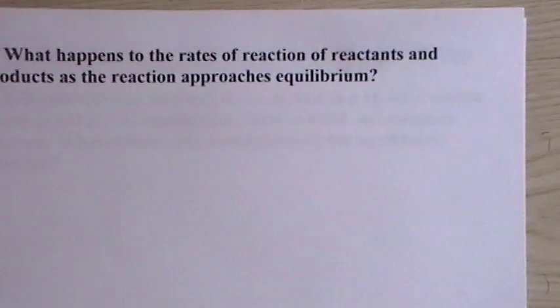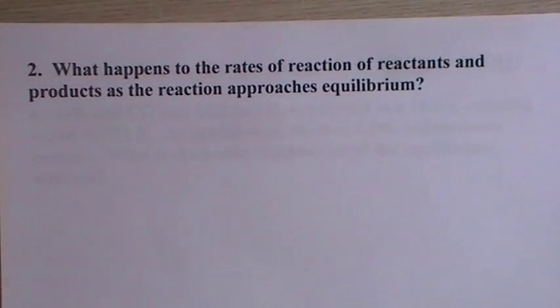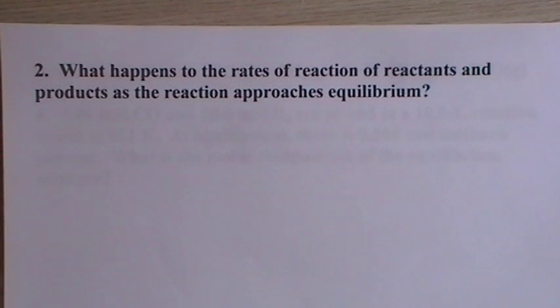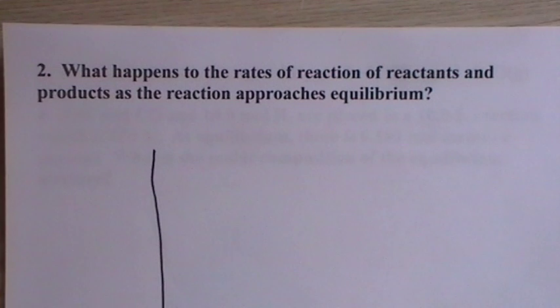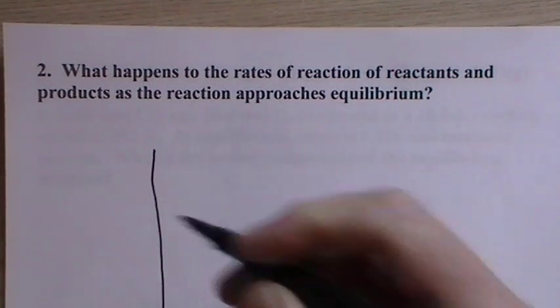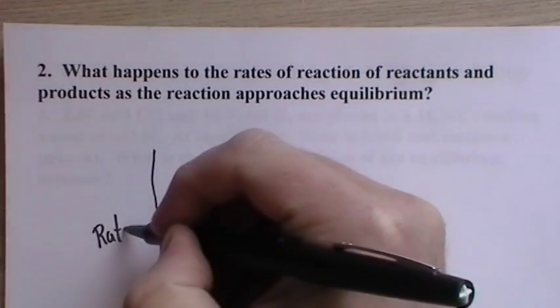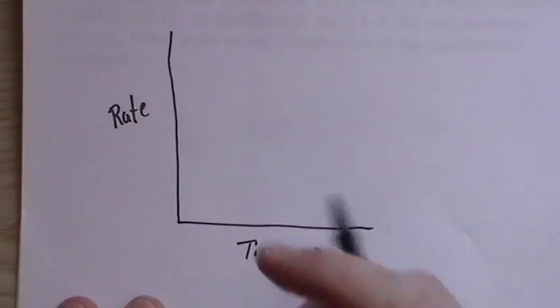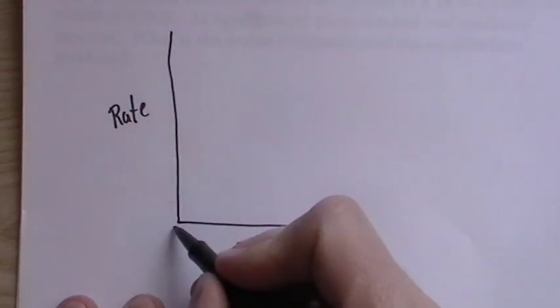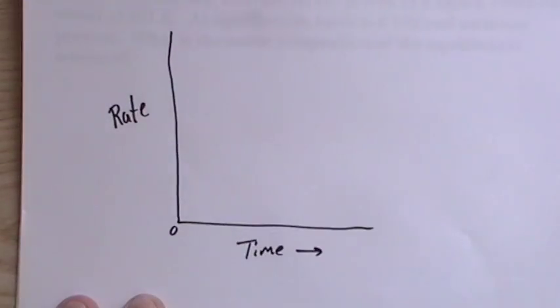Now what happens to the rates of reaction? Let's get down here. Rates of reaction of reactants and products as the reaction approaches equilibrium. So this is a different thing. Still time on the bottom here. And then we'll just say this side is rate. It can be the forward rate or the reverse rate, sorry. So we don't put anything other than 0 here.